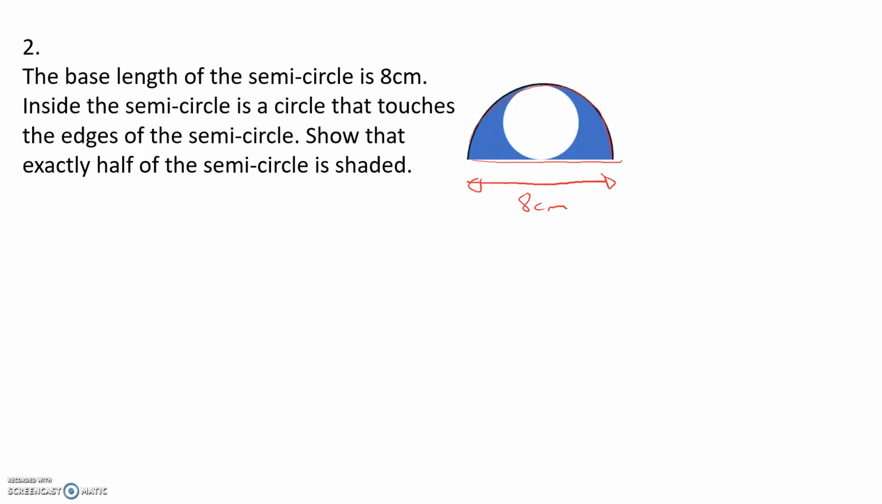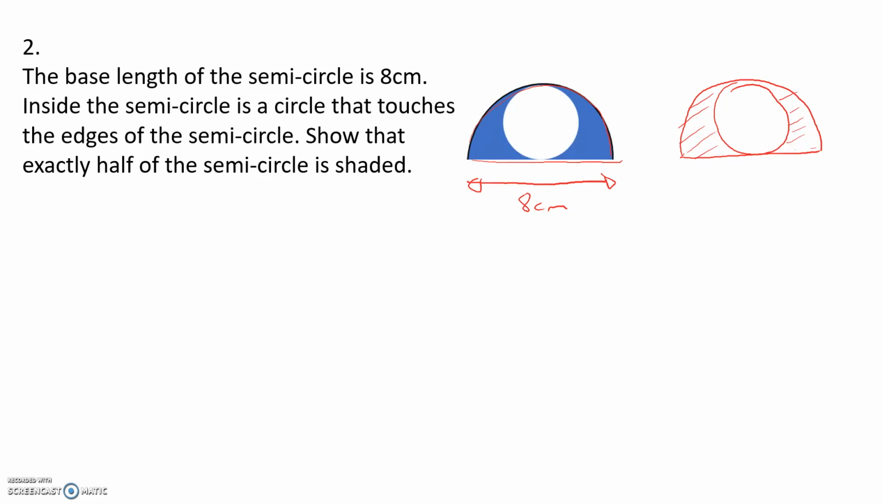Inside the semicircle there is a circle that touches the edges of the semicircle. Show that exactly half of the semicircle is shaded. Okay, so hopefully you're realising that we've not covered any direct way to work out an area of this weird blue shape here. We can't do that straight away, but what we can do is work out the area of the semicircle. And then if we could work out the area of the circle inside it, we could take that away from our semicircle area, and that must leave the blue area that we want. So that's what we need to do.